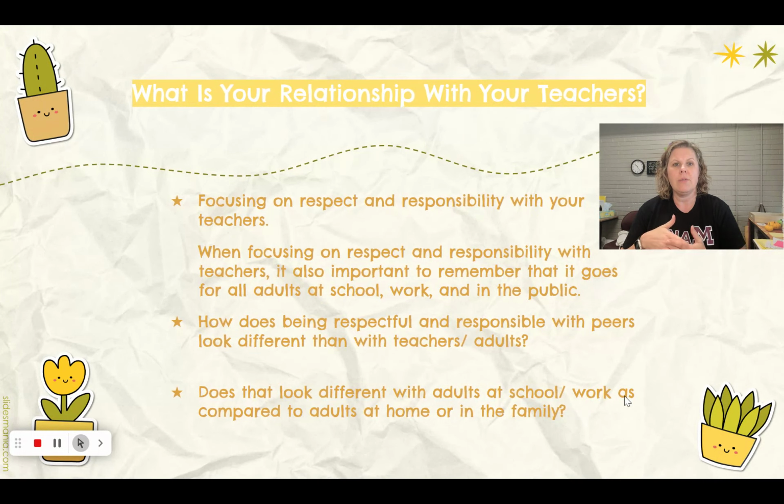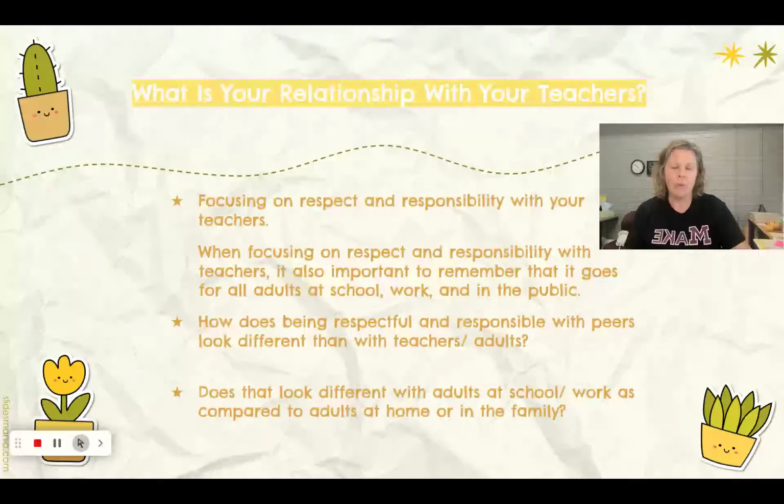So how does being respectful and responsible with peers or people your own age look different than it does with teachers or adults? Does that look different with adults at school or work as compared to adults at home or in the family? Because there can be a general respect and responsibility in your head about just anybody around you, but it does look a little bit different in how you act and how you behave and the things that are expected of you at home versus in public. So you could take some time to even pause the video and talk about that now as a class, or you can just think about it on your own.